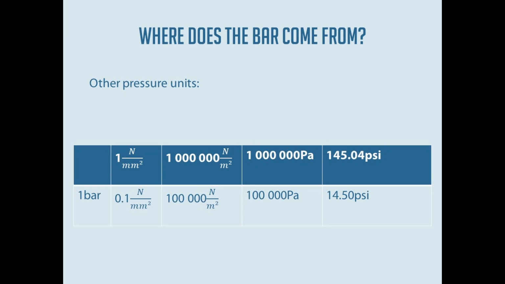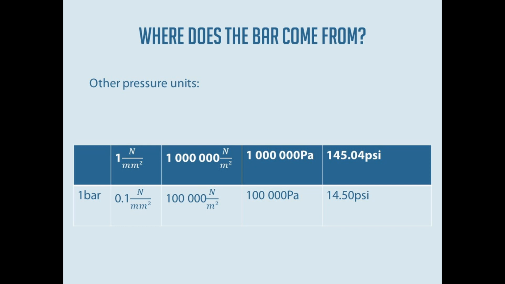Here, Monsieur Pascal has distinguished himself with his research. So we can also say that 1 Newton per square meter is 1 Pascal. Or in the English-speaking world, where the metric system is not universally used, pound per square inch, short PSI. 1 Newton per square millimeter corresponds to 145.04 PSI. So, and now we really come to the bar, namely 1 bar is 0.1 Newton per square millimeter.